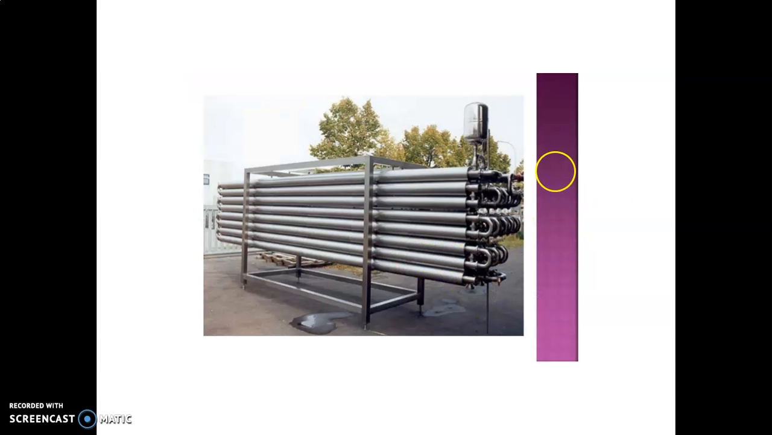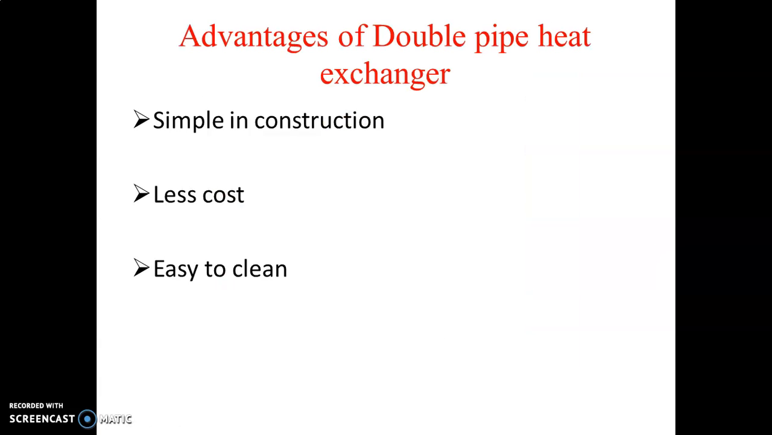Here also, this is the first hairpin, this is the second, this is the third, this is the fourth. In this way we can arrange this heat exchanger according to the application or the heat transfer load. Then what are the advantages of this heat exchanger? It is simple in construction, it has less cost, and it is easy to clean. And what are the disadvantages of this heat exchanger?